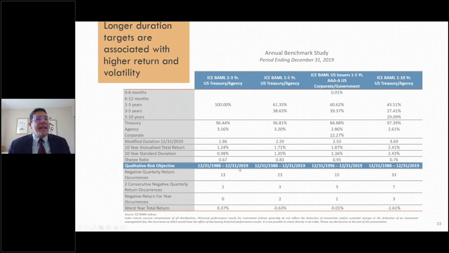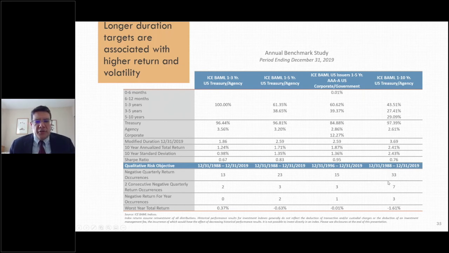So between 1988 and 2019, staying between 1 and 3 years, you had 13 quarterly occurrences where the return was negative. You still earned yield, but the fair value of those investments went down for the period more than what you ended up earning in yield. That's the definition of a negative return. 13 occurrences in the 1 to 3 year approach, 23 in the 1 to 5 year approach. So you can see that it becomes more volatile. Even when you get out to the 1 to 10, even more so.